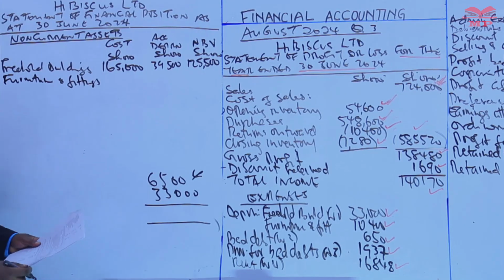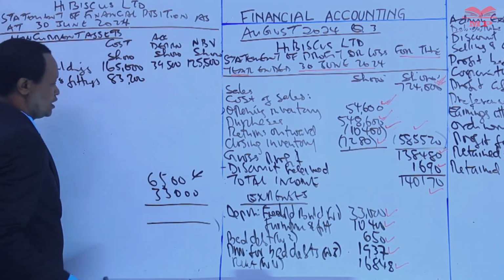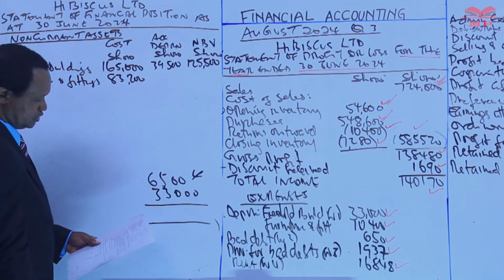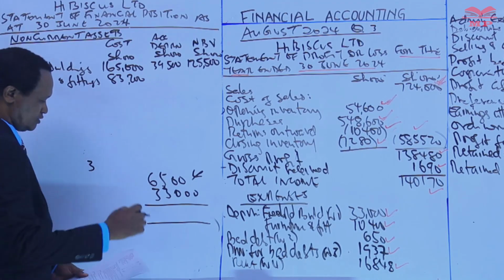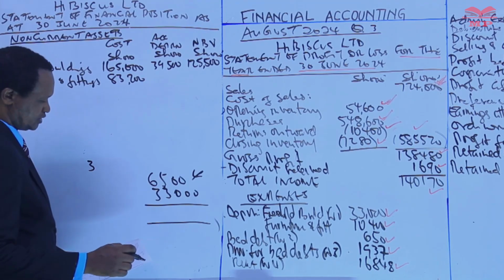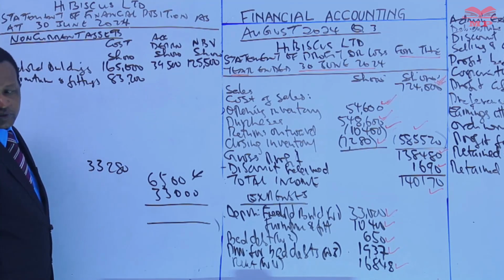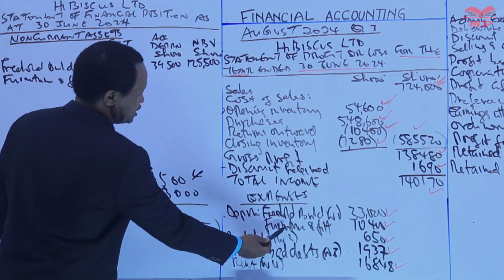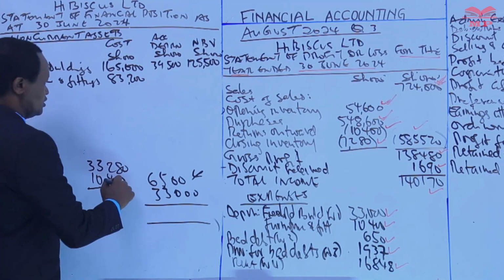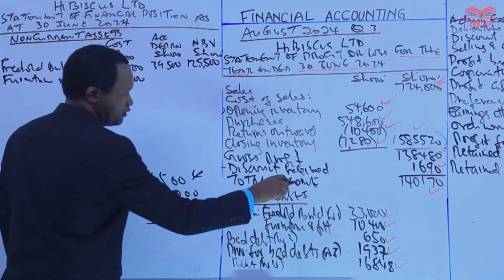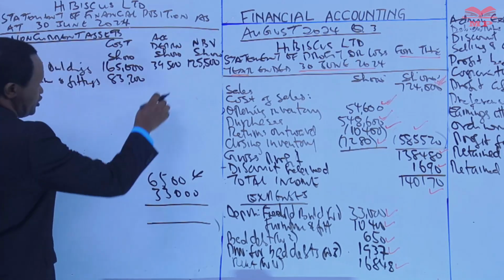What is the cost? 83.2 million. For accumulated depreciation, look at the trial balance. Accumulated depreciation, furniture and fittings is 33,280. We add the depreciation charge for the year, which is 10,400. This is for the 12 months. At the beginning, it was 33,280. The total is the accumulated depreciation.